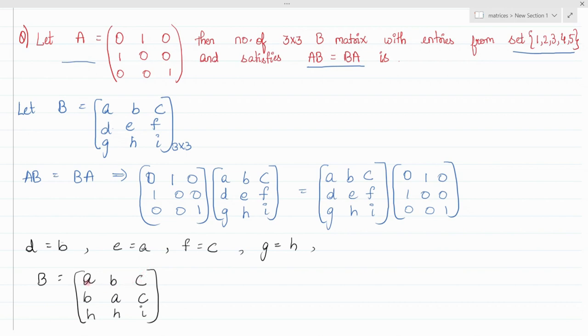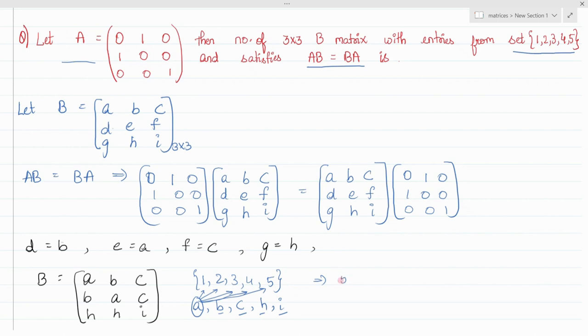So for this, from the set 1, 2, 3, 4, 5, there are 5 different variables: A, B, C, H, and I. For every variable, there are 5 possibilities. Similarly, B has 5 possibilities, C has 5, H has 5, and I also has 5.